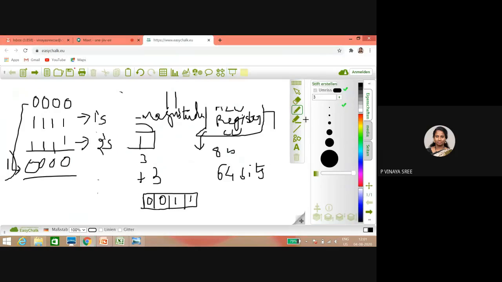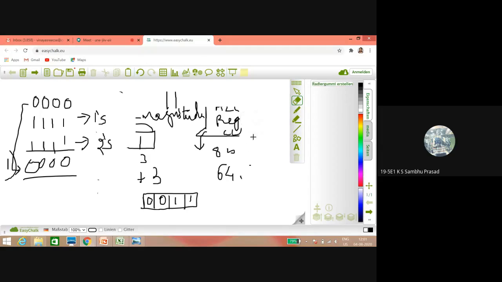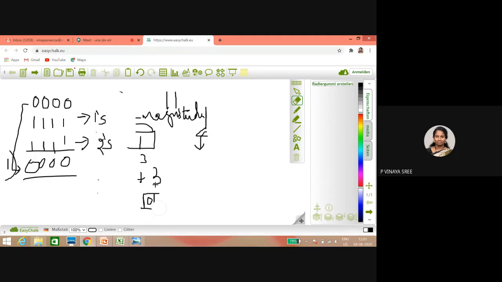Use 5 bits. Register storage size, consider it as 5 bits.